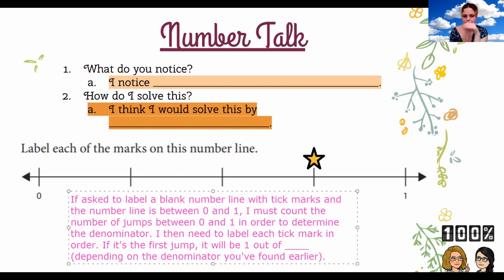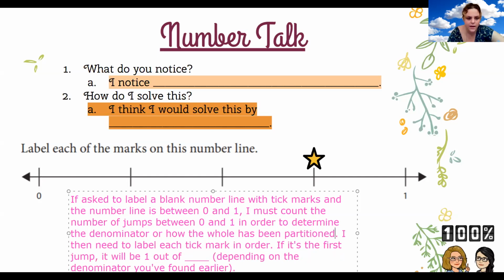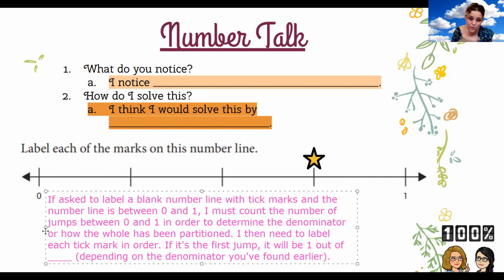Let me just read that one more time, and you're writing it down in your math notebook. If asked to label a blank number line with tick marks and the number line is between 0 and 1, I must count the number of jumps between 0 and 1 in order to determine the denominator, or how the whole has been partitioned. I then need to label each tick mark in order. If it's the first jump, it will be 1 out of, depending on the denominator you found earlier. If you keep going, that's going to be your second jump out of whatever your denominator is.